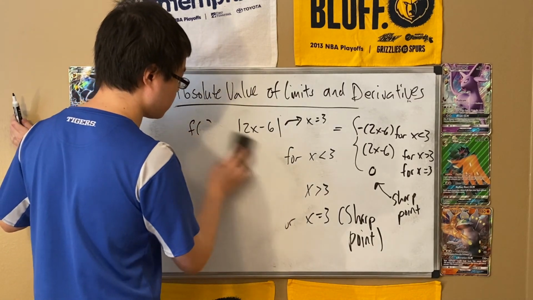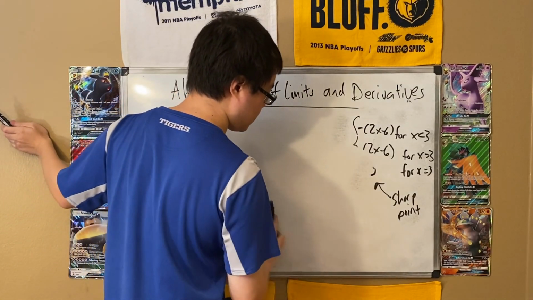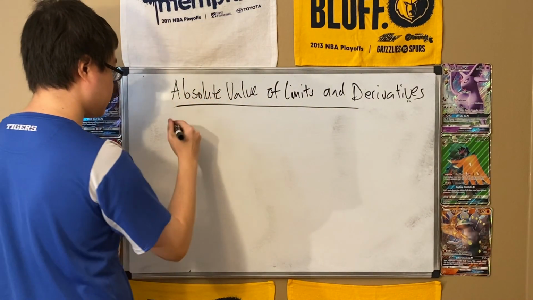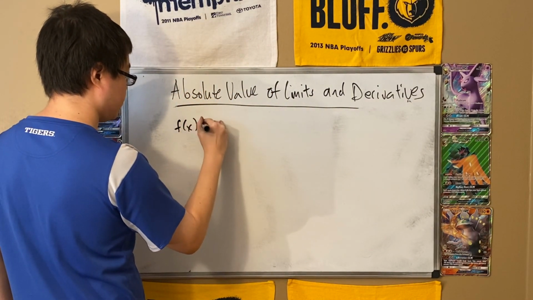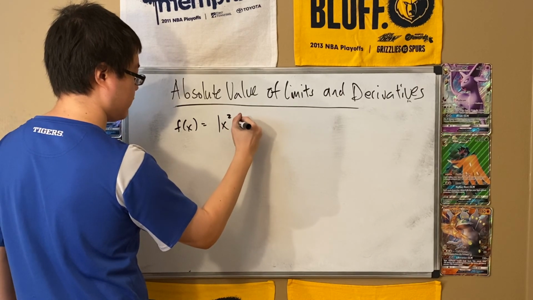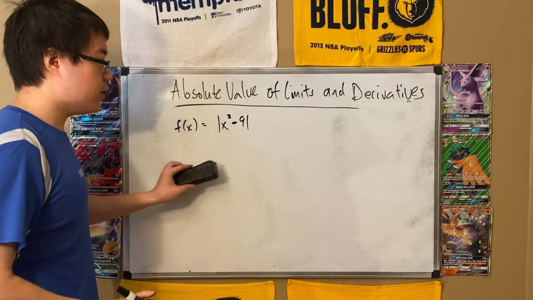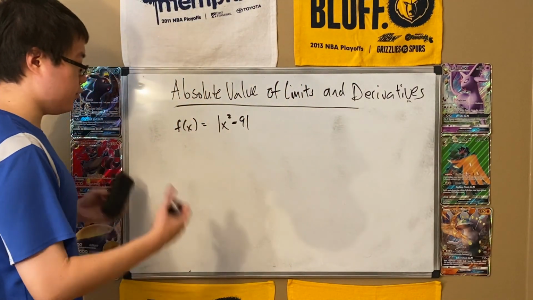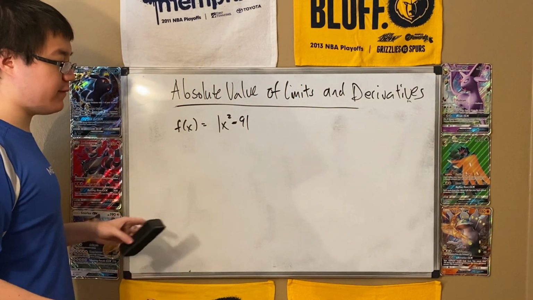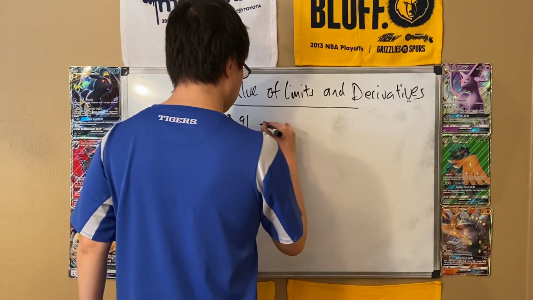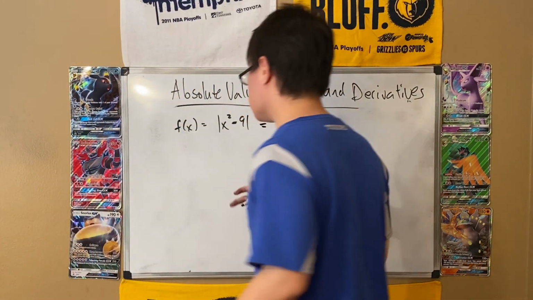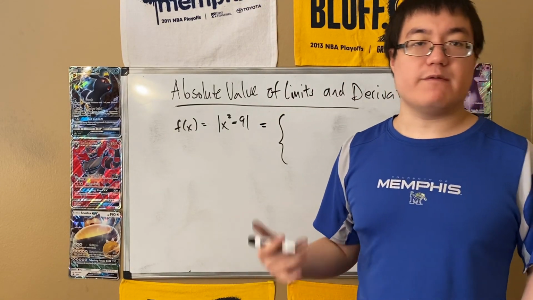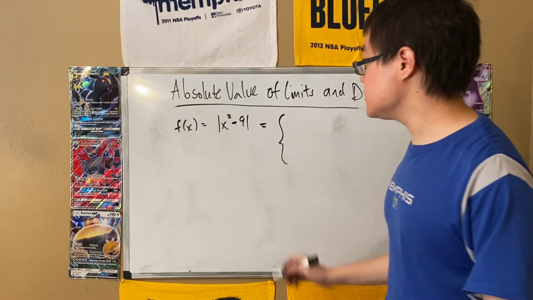Let's erase this real quick. So let's do a harder question. Let's have a function be something like the absolute value of x squared minus 9. What we're going to do is try to write the derivative of this function piecewise. So again, we need to focus on splitting up the absolute value bars so that when we get rid of them, the derivatives will be quite easy.